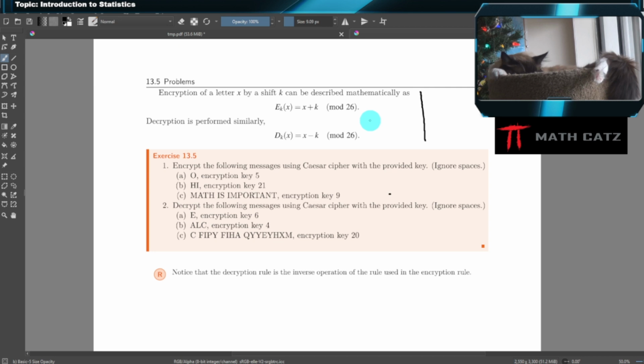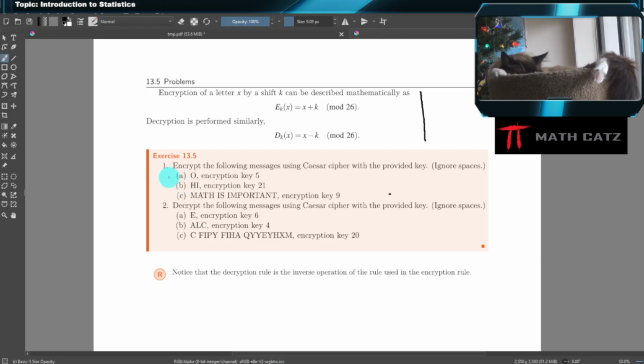And by the time the interceptor has figured out by trial and error and testing different keys, your troops have already invaded, everything's done, and the message is completely useless. So let's do a couple of encryption examples and a couple of decryption examples, at least the first ones.